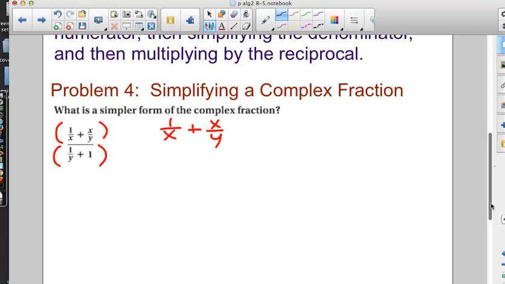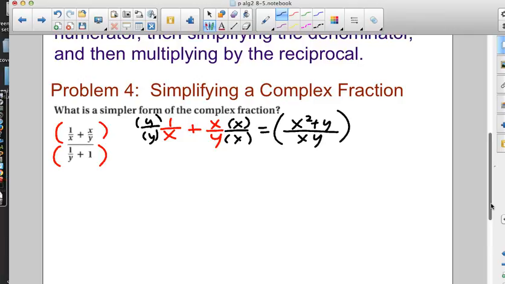So let's get a y on this one, and let's get an x on this one, and let's see what pops out. Well, that'll be y plus x squared, or x squared plus y, if we want to keep it in alphabetical order, over xy. That wasn't so hard. That's our new numerator right there. That's one fraction. Now we go back, change our focus. Now it's on 1 over y plus 1.